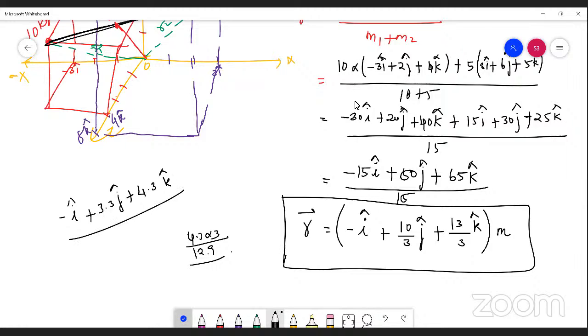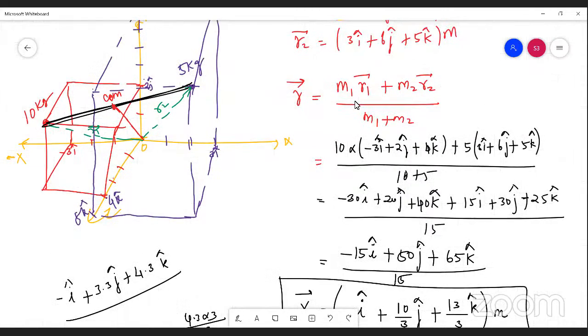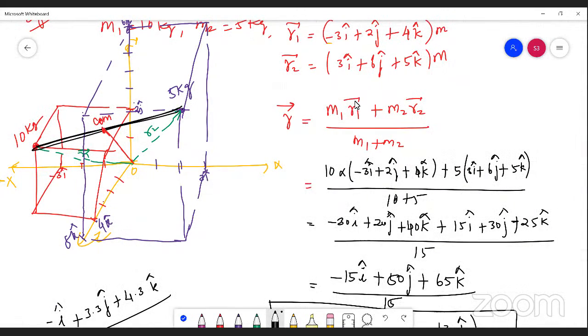If you want to represent it in the diagram, it is a bit messy, but let me show you where the position is. So it is shifted towards the 10 kilogram mass. You can see here, the center of mass is shifted towards the 10 kilogram mass. That's why the diagram is shown like this. It is minus i, so this is the position minus i plus 3.3 j, and then 4.3 k. If you project it forward, it is at this particular position: minus i plus 3.3 j plus 4.3 k.